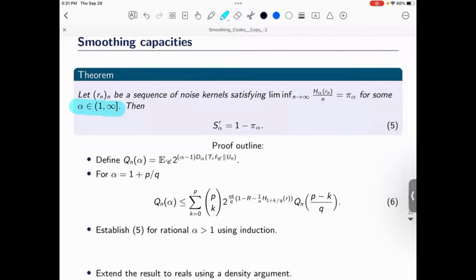The proof is based on random codes. We know that if the rate is greater than pi alpha, there's a shot of achieving perfect smoothing. But we don't know if this is possible, so let's try this with random codes. We have a random code ensemble C, whose codewords are chosen uniformly at random, and we define this quantity Qn alpha as this.